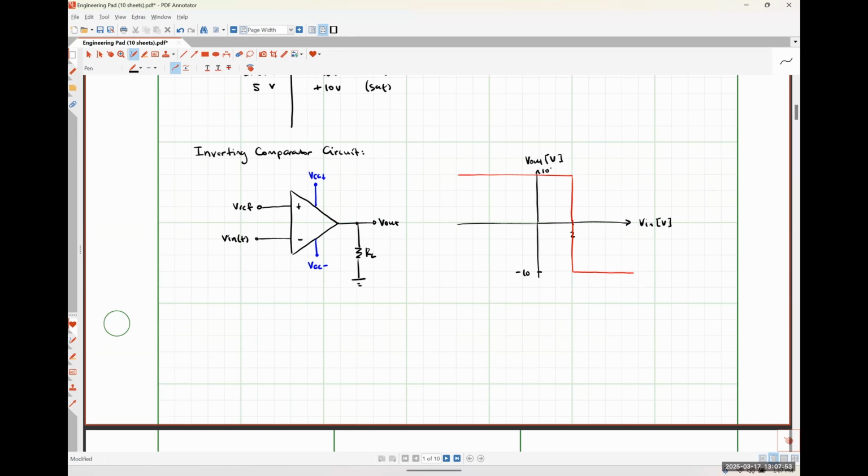So that we can say, in general, our output voltage for this case is going to be VCC plus whenever Vin is less than Vref, and it'll be VCC minus whenever Vin is greater than Vref.